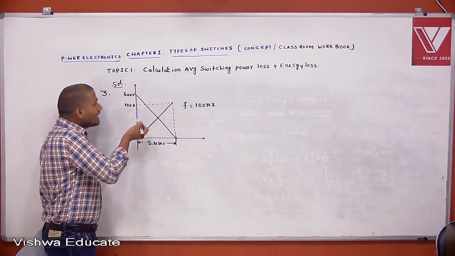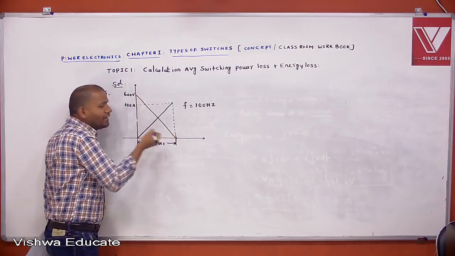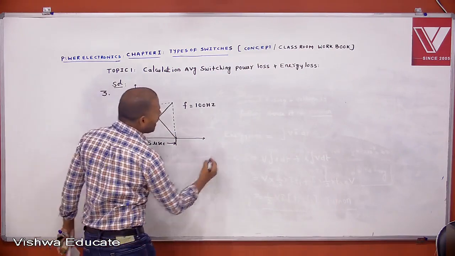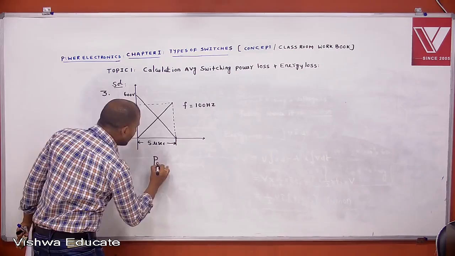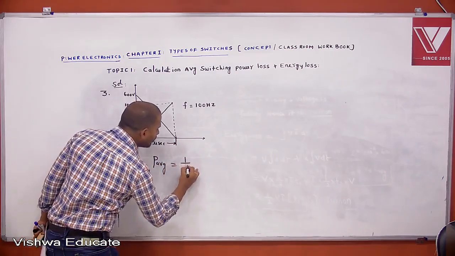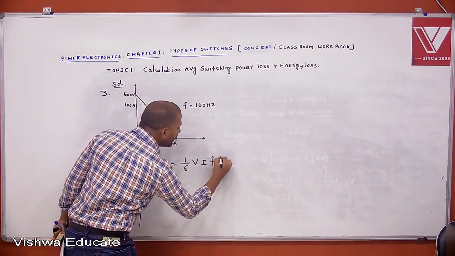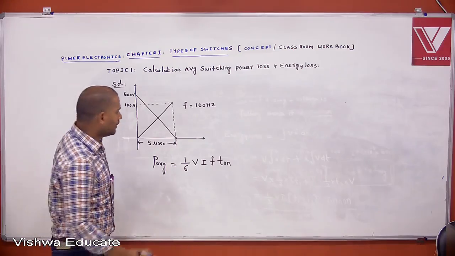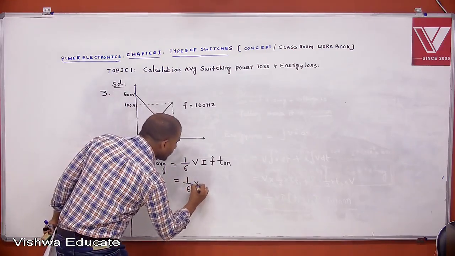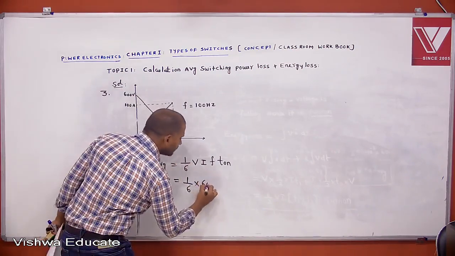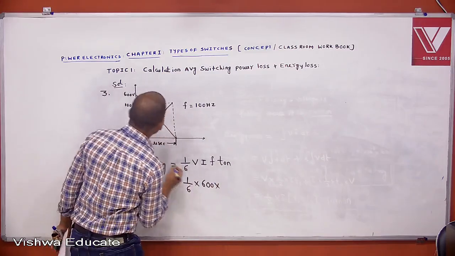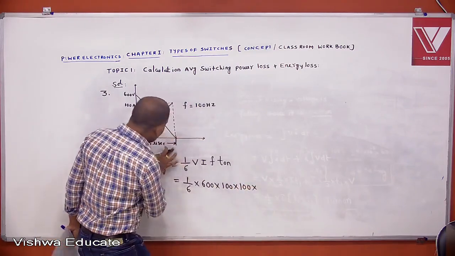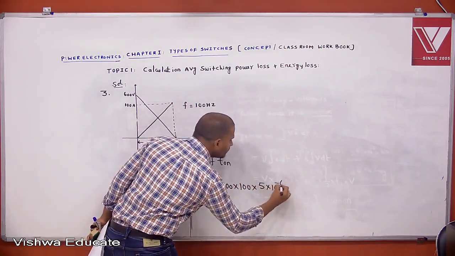The characteristics are linearly rising and linearly falling. If it is linearly rising and linearly falling, then what is the average power loss? For linearly rising and linearly falling, the average power loss equals 1 by 6 VI F into T on. This formula I already gave in the concept. Understood? That is 1 by 6. What is the voltage? 600. What is the current? 100 amperes. What is the frequency? 100 Hz. What is the time taken? 5 microseconds. Then how much can you get?